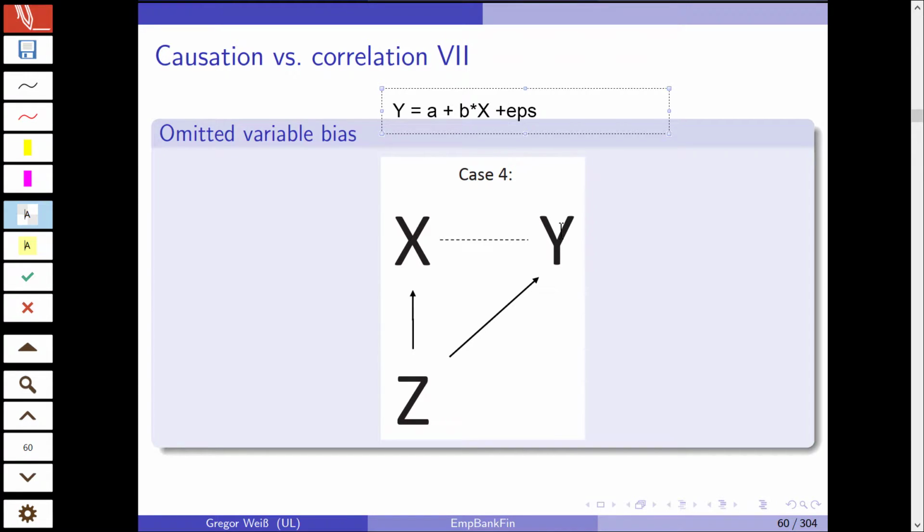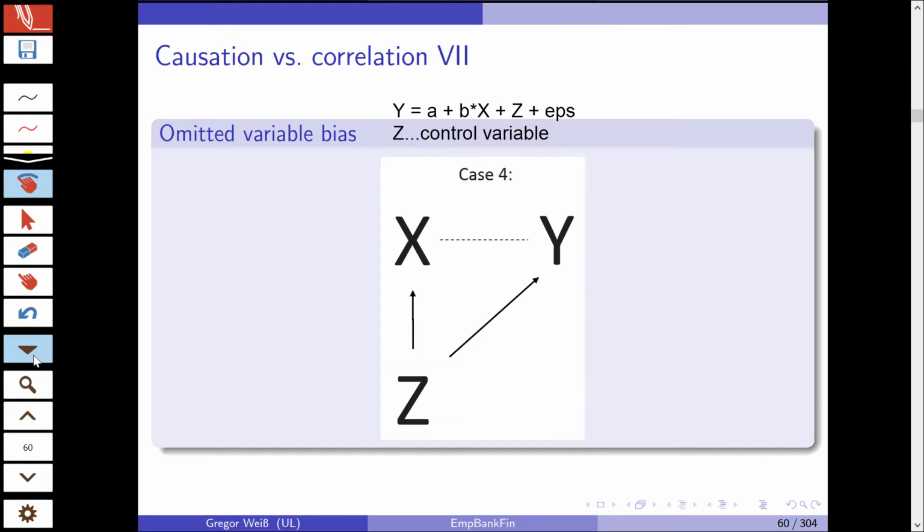So what you need to do is include Z, and Z here is not really interesting. It's not of any importance economically. We don't care about Z, but Z is usually referred to as a so-called control variable. You need to control for a confounding effect of Z, otherwise you will have an omitted variable bias.